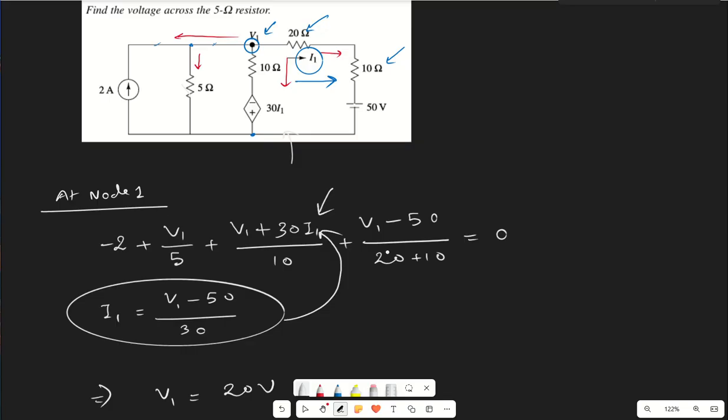I hope you have understood how it can be done, plus what are the rules and regulations for solving any circuit using nodal analysis, plus we can also apply it using dependent sources. So do try this type of questions, and I hope it will be beneficial for you.